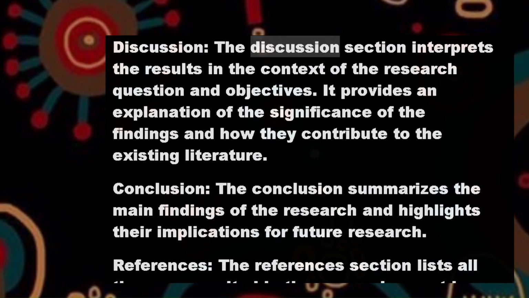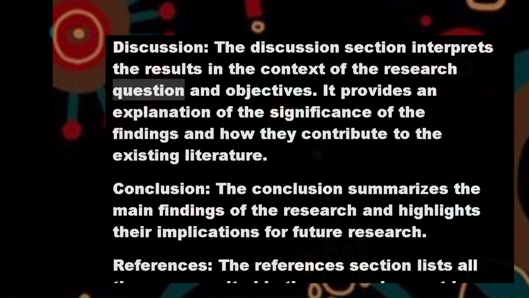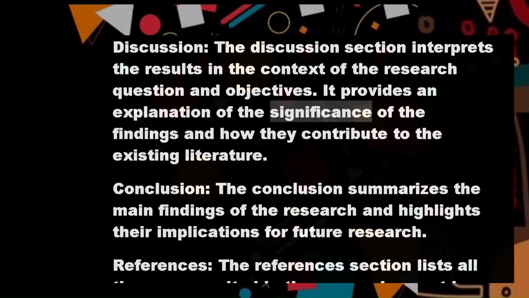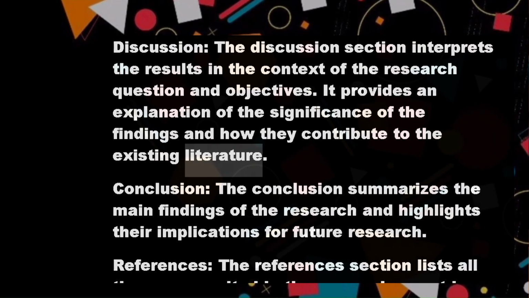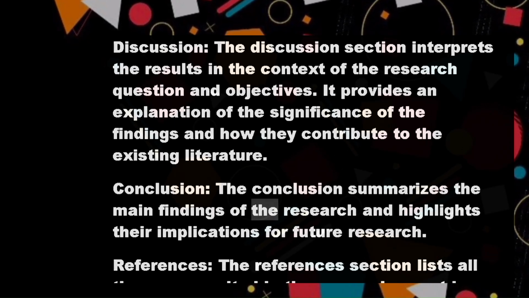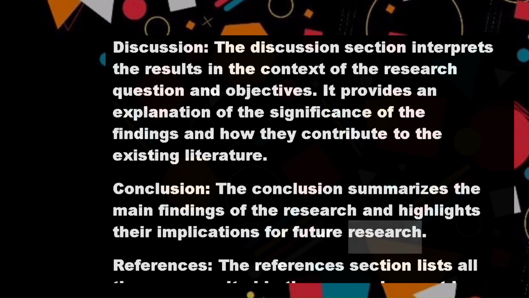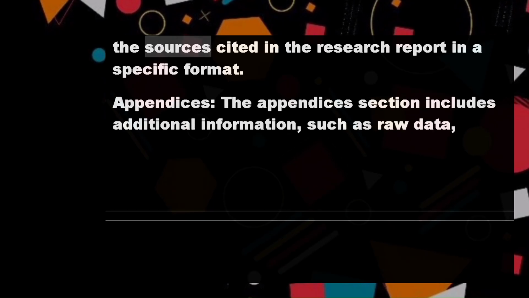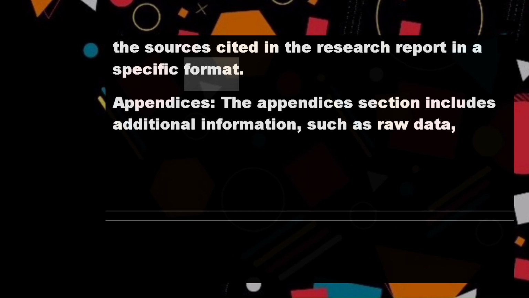Discussion. The discussion section interprets the results in the context of the research question and objectives. It provides an explanation of the significance of the findings and how they contribute to the existing literature. Conclusion. The conclusion summarizes the main findings of the research and highlights their implications for future research. References. The references section lists all the sources cited in the research report in a specific format.